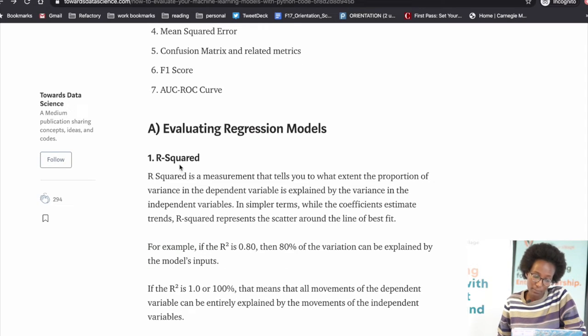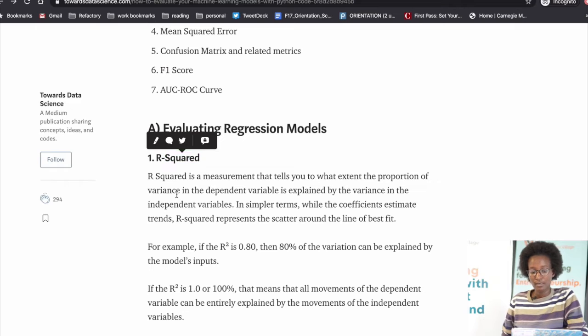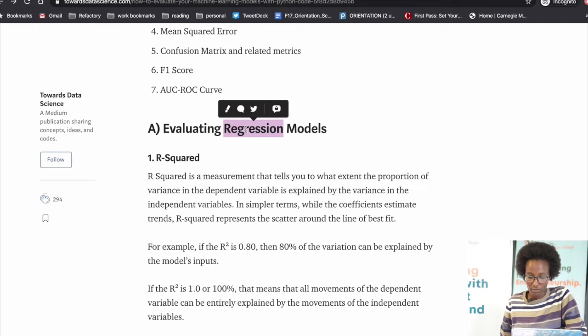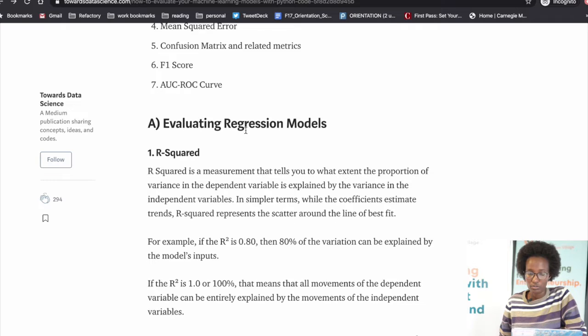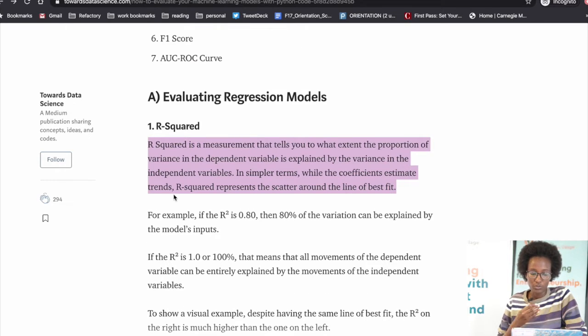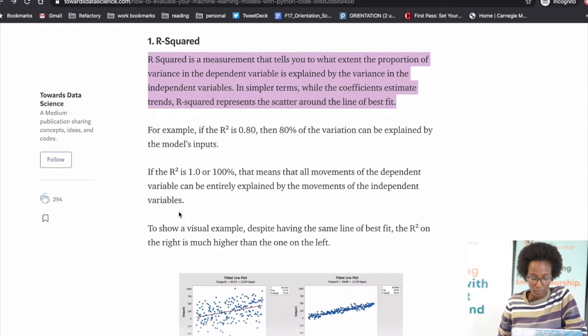Okay, so for the first metrics that we're going to see in order to evaluate a model, we're going to start with evaluating regression models. For example, like a linear regression, we're going to use R squared, and R squared is a measurement that tells you to what extent the proportion of the variance in the dependent variables is explained by the variance in the independent variables. Okay, that's a loaded statement. In simpler terms, while the coefficients estimate the trends, the R squared represents the scatter around the line of best fit. We're going to see an example right here.